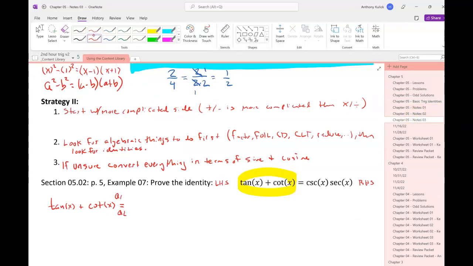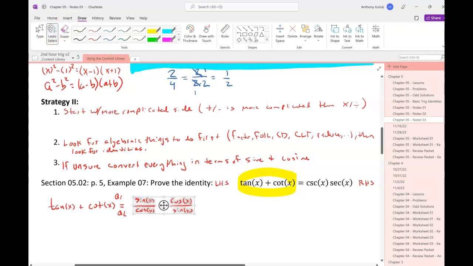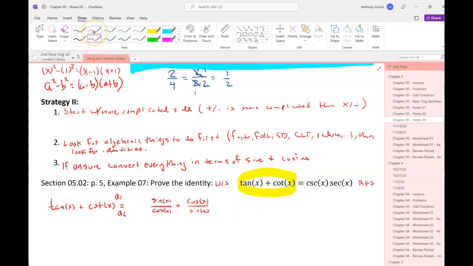Now I'm going to write above the equal sign Q1 and Q2. So if you're going back and looking at my notes, you know what I did to get here. So we've converted everything into sines and cosines now. So now I'm going to go back and look for an algebraic thing to do.